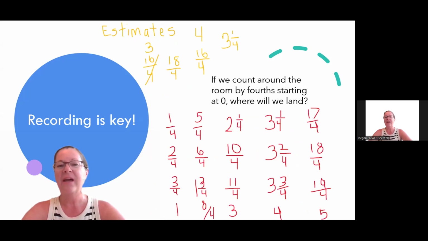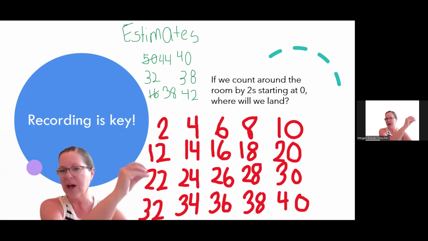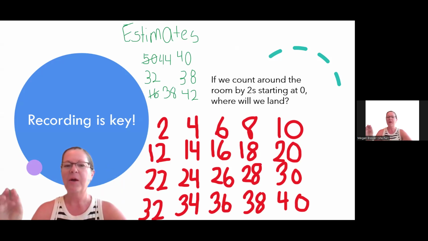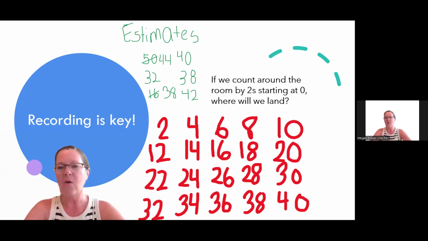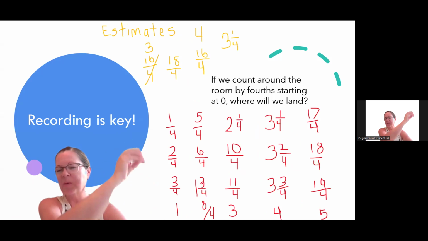Here's another example. If we count around the room by fourths, starting at 0, where will we land? So again, the estimates were up in the corner. Now this one's a little bit different. You probably noticed the example before, we recorded across, it was the ordering. And of course, the students would have been watching the teacher do that. You're seeing the end effect. In this example that we're looking at now, the teacher recorded columns. And again, the students would have been watching.